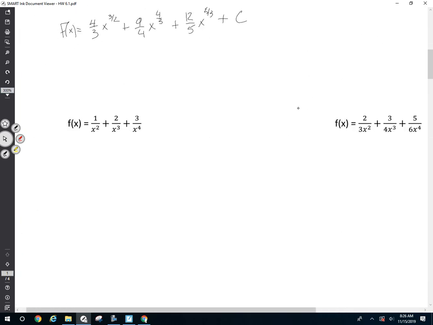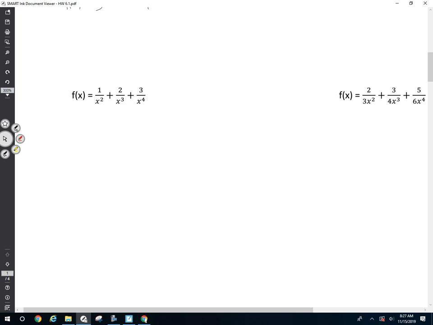If we have exponents in the denominator, similar to how we would take derivatives, probably the easiest way is not to use the quotient rule for derivatives. The easiest thing to do is to rewrite this using negative exponents.